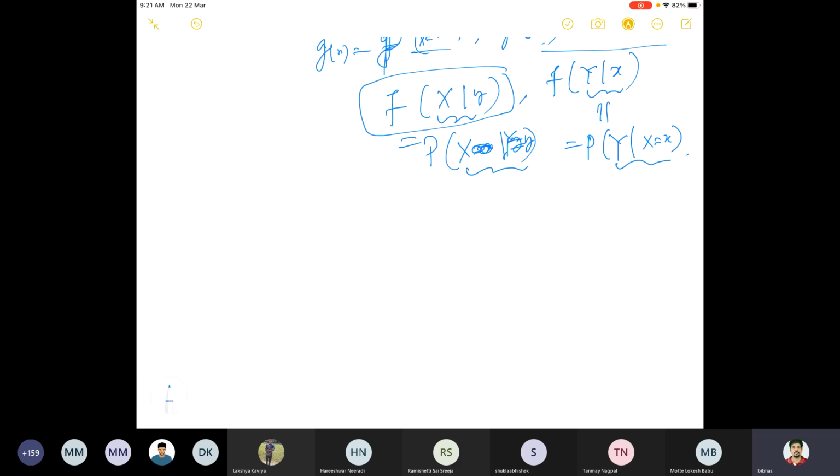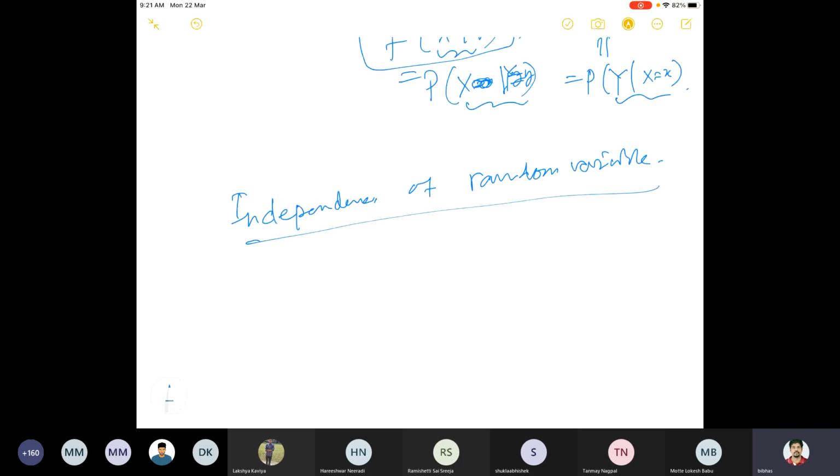I'm not writing whether it's continuous or discrete, because anyway the distribution function will be replaced by density. That's it, the same definition. In fact, I can have multiple random variables like x1, x2, xn, or let's say just two random variables X and Y. So it's a pair of random variables.